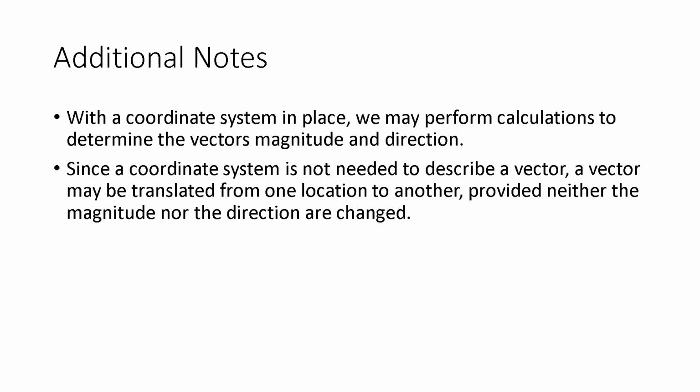With a coordinate system in place, calculations can be performed to determine magnitudes and directions. So there are advantages to having a coordinate system in place. But since a coordinate system is not needed to describe a vector, the vector may be translated from one location to another, provided neither the magnitude nor the direction are changed. So if you're going to move a vector from one location to another to do calculations, just make sure that when you move it, you're not spinning it around or stretching it out or shrinking it down. You simply pick it up as is and move it to the location you need.